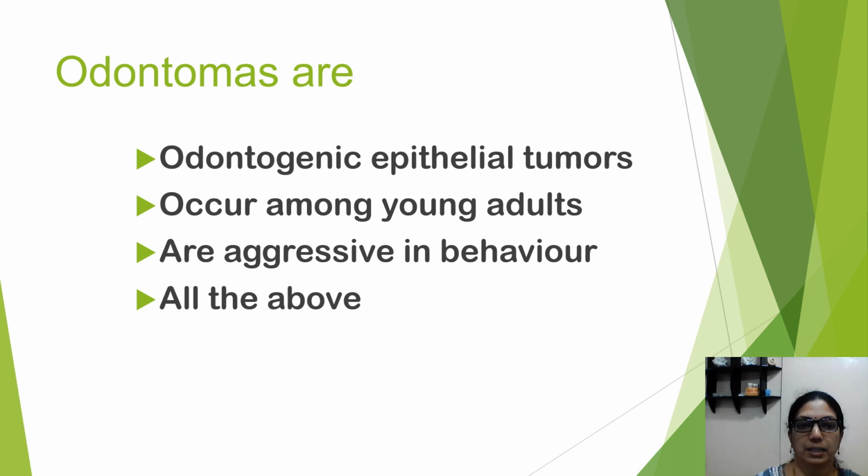Next, odontomas. These are odontogenic epithelial tumors, occur among young adults, are aggressive in behavior, or all the above are true. So which statement is correct regarding the odontomas? They occur among young adults is true. Odontogenic epithelial tumor is wrong, because odontomas are mixed tumors. They will have both the enamel and the dentin and everything, almost like they will appear as a tooth structure. So they are mixed odontogenic tumors. They will have epithelial component and also the mesenchymal component, and they are not aggressive in behavior. So only the second statement, that is they occur among young adults, is the correct statement.